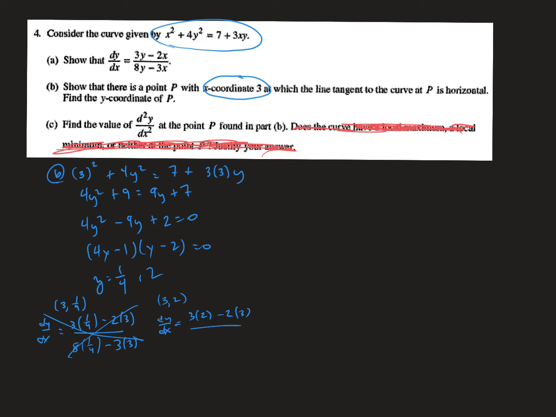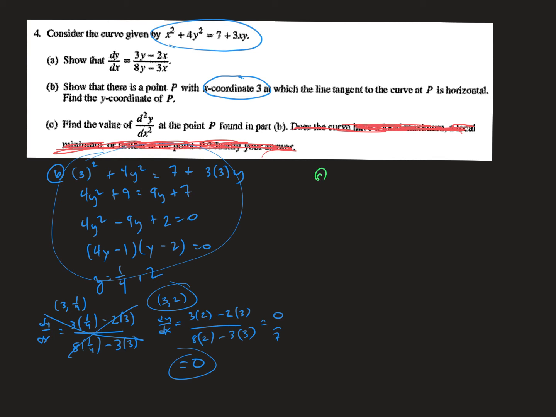And this is looking more promising. I just need to finish it and make sure I'm not going to get 0 on the bottom, because 0 over 0 is not 0, it's undefined. And I think we're good. I think we're going to get 0 over 7. So there is a point that is on the curve and has a horizontal tangent line.